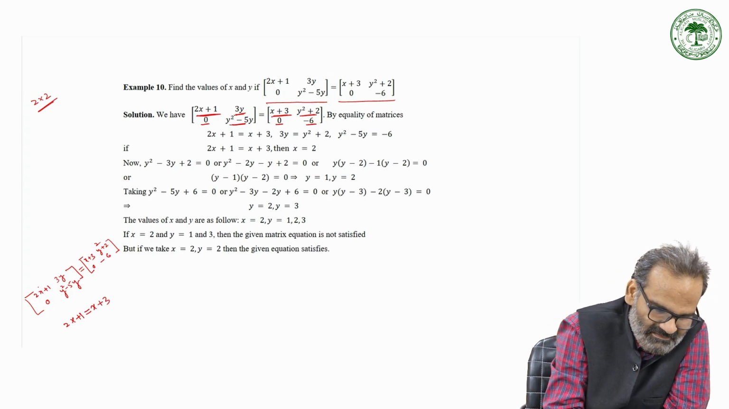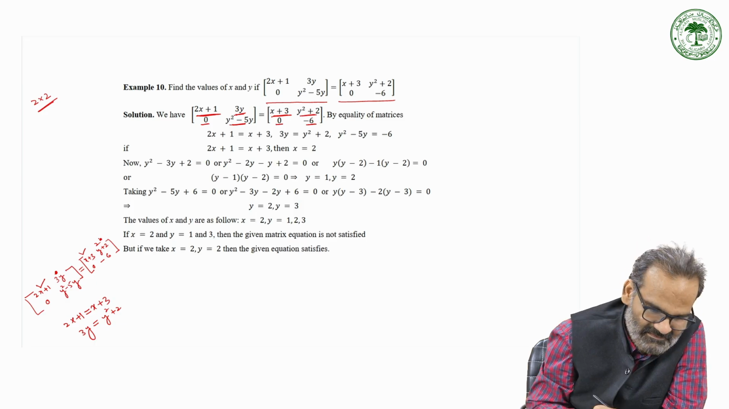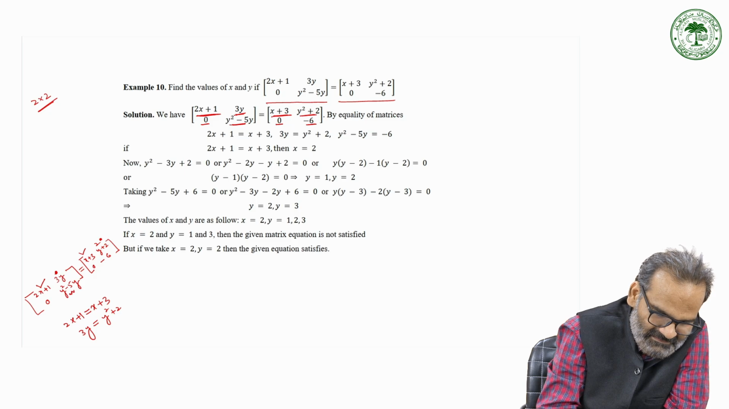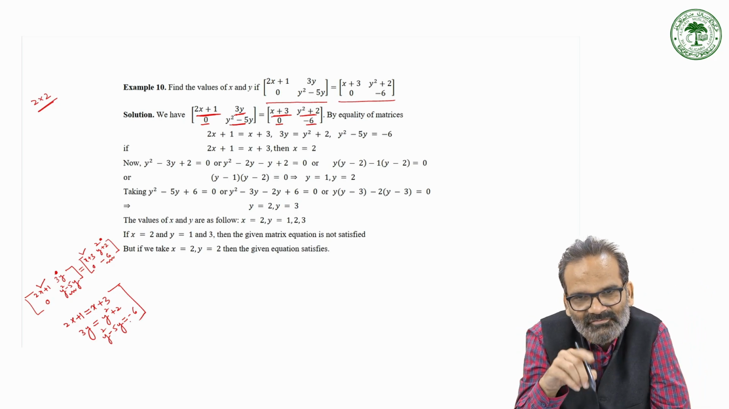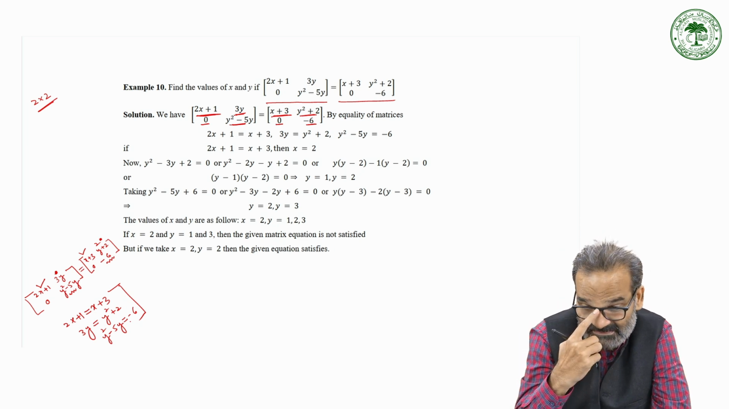Equation number 1, right? This should be equals to this. Second is 3y is equals to y square plus 2. This should be equals to this, right? 0 is always equals to 0. It is of no use. Then this should be equals to this, that is y square minus 5y, this is equals to minus 6. So we are having these three equations, right? And from these three equations, we have to find out the values of x and y.